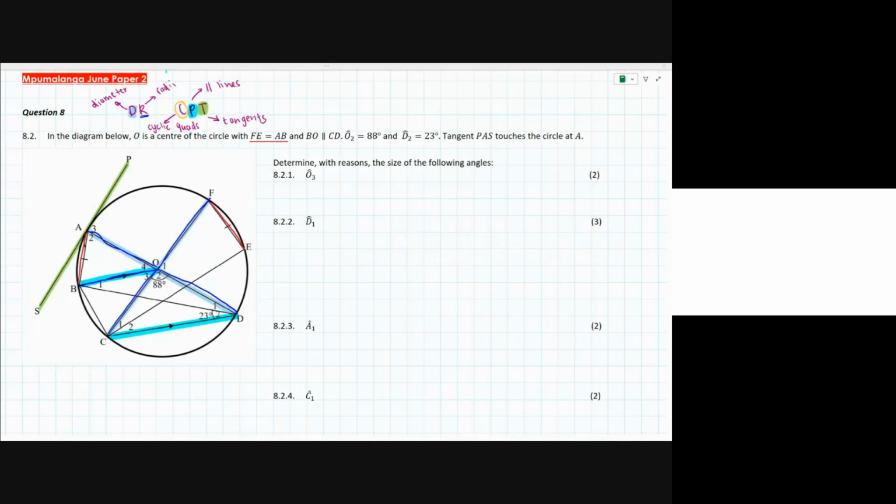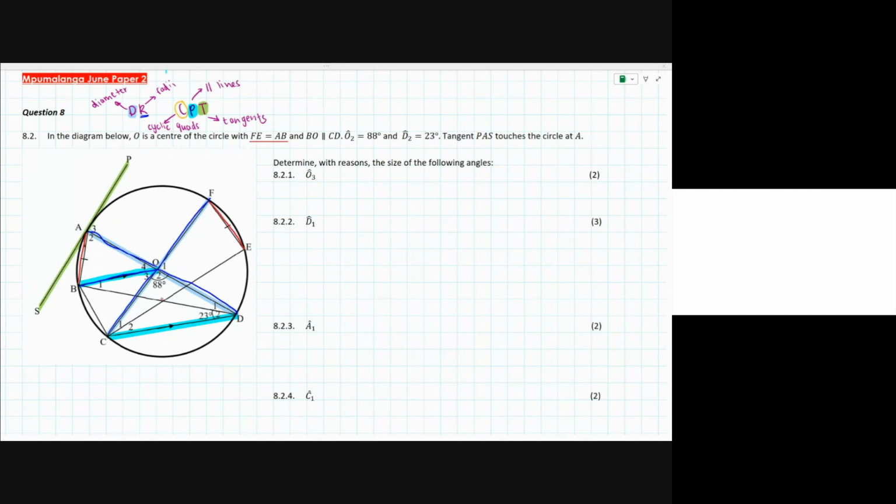Lorato, DCBE, yeah, that's also a cyclic quad. ABCD is a cyclic quad. FEDC is a cyclic quad. There are lots of cyclic quads that we have here, which is why I often don't like drawing in my cyclic quads, just because it can get a bit overwhelming. I just keep in mind that I do potentially have cyclic quads.